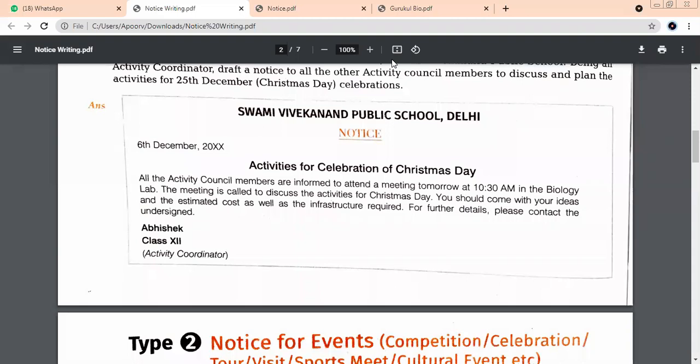This is type 1 notice. Notice for what, children? Meeting. How many types of notice do we have in our syllabus? 6 types. And do it very nicely, the reason being you have notice writing in class 12th also. So this will be useful in class 12th.